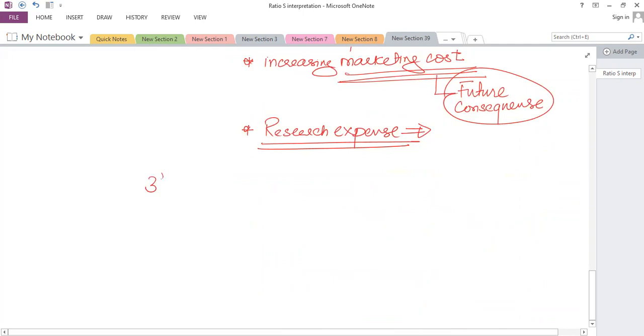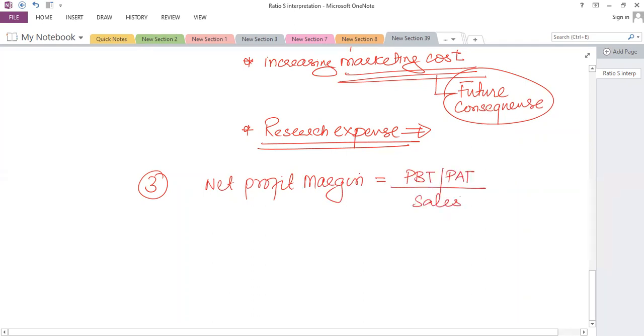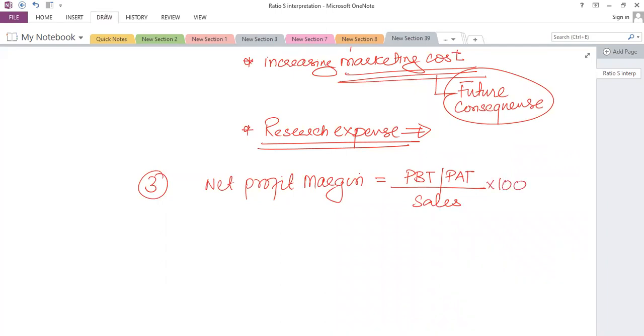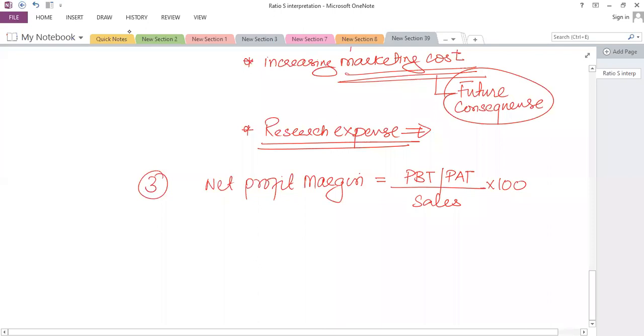Okay. The third thing is net profit margin. I'm not saying that the exact thing is, but as an analyst or as a user of financial statements, you have to see both the positive side of the story as well as the negative side of the story, right? The net profit margin, the third one. It's sometimes PBT, it's sometimes PAT, before tax margin or after tax margin.